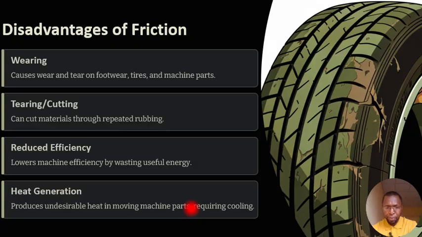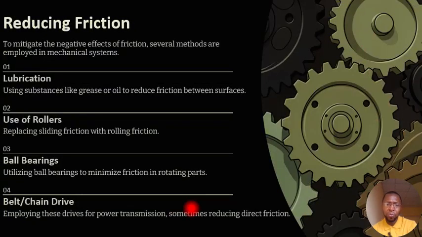All right. Now, how do we reduce friction in the case where it can cause disadvantage? In the case where friction can cause disadvantage, we apply lubricant. Lubricants are just oil or grease that you apply around the two surfaces. When you apply oil around the two surfaces, the friction will reduce.